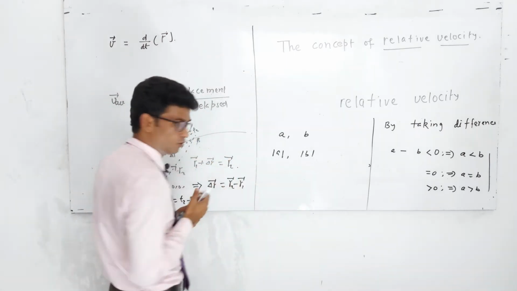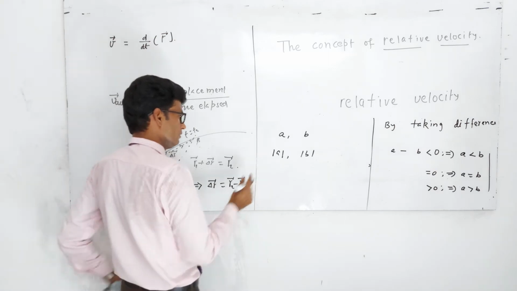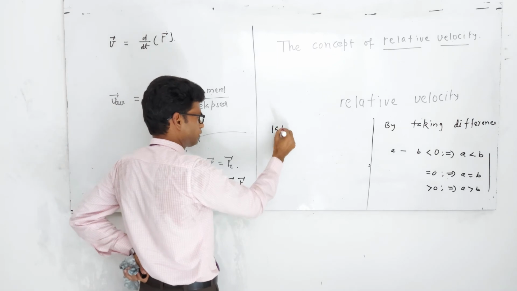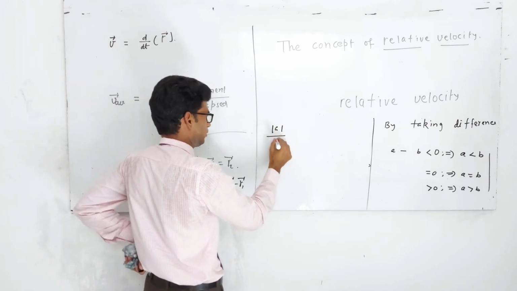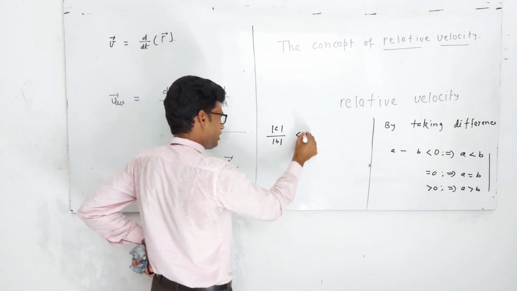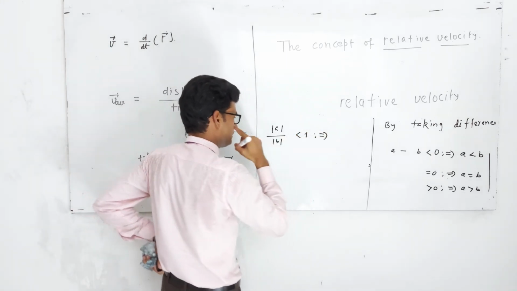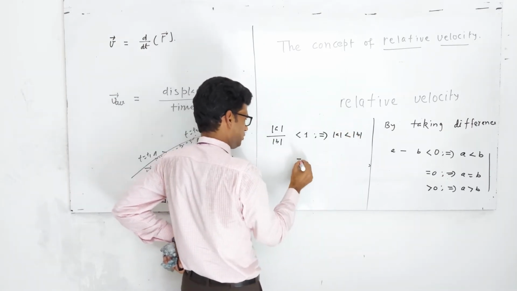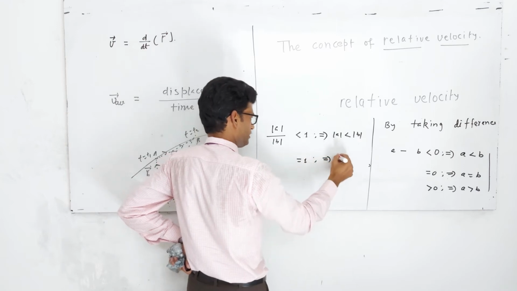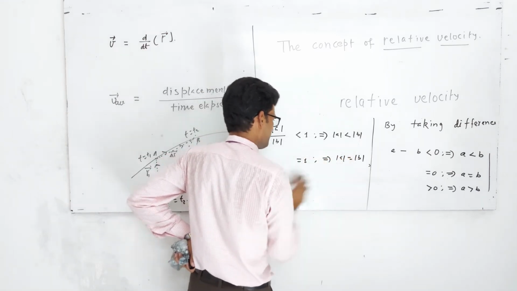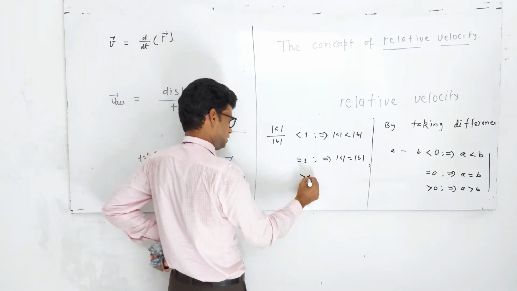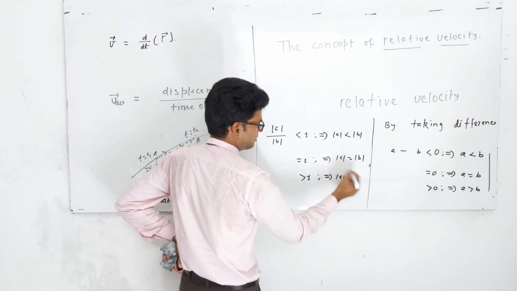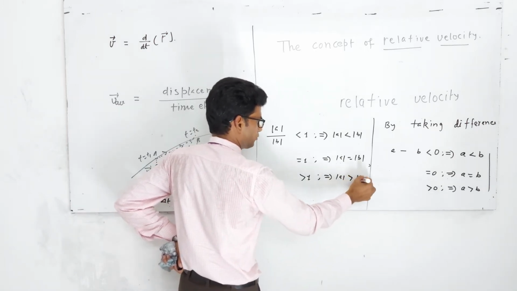So it is clear, non-zero numbers a and b. After taking the modulus, modulus of vector a over modulus of vector b, if it comes out less than 1, then it implies that modulus of a is less than modulus of b. If it is equal to 1, then modulus of a is equal to modulus of b, and if it comes out greater than 1, then modulus of a is greater than modulus of b.